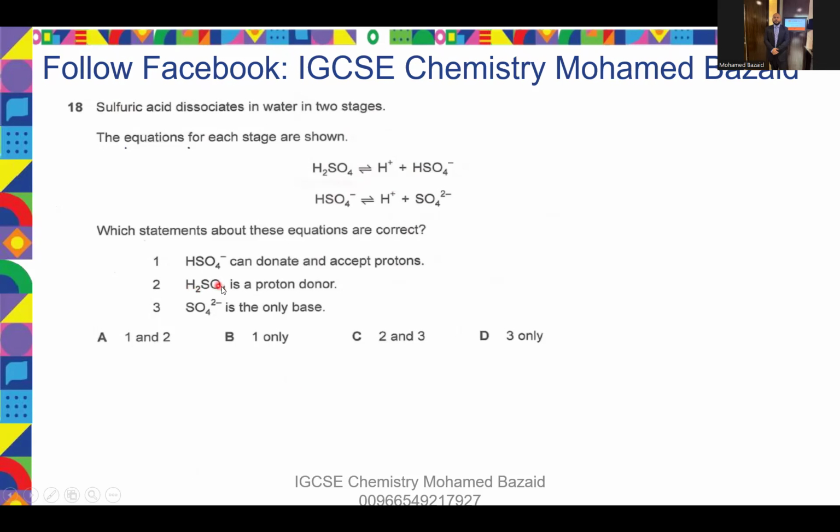Number 2, H2SO4 is a proton donor. If you check equation number 1, H2SO4 produces H positive, so this is correct. So 1 and 2 are correct. Which letter? A.